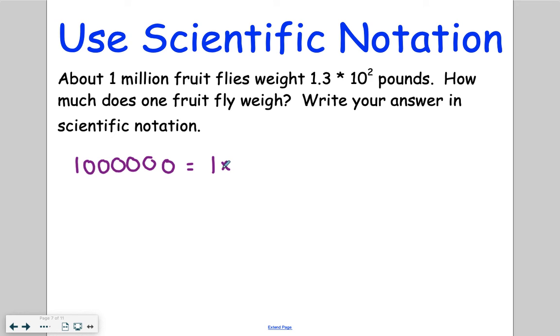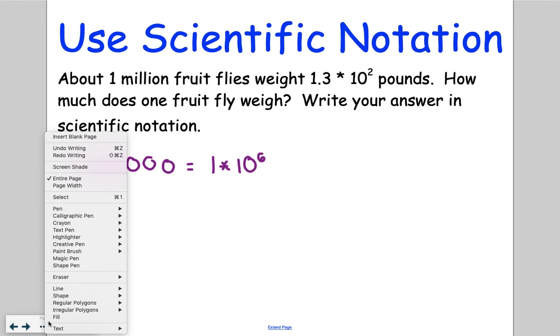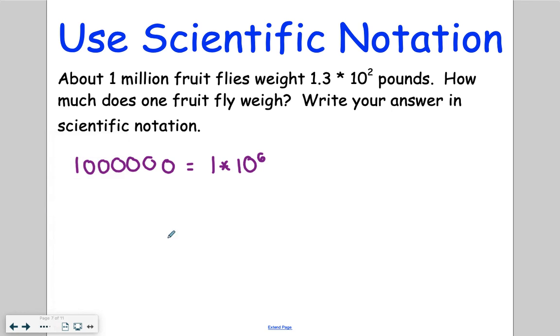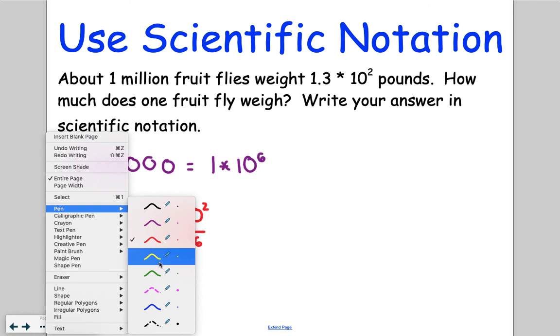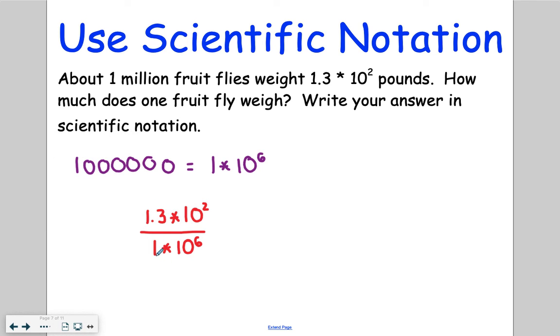So we've got 1 times 10 to the 6th power. Now, when we do this, our original weight value here was 1.3 times 10 to the 2nd power. In order to figure out the weight of one single fruit fly, we're going to divide this by all of the different flies we're counting together. So 1 times 10 to the 6th power. Now, when we have our numbers in front, we're going to follow normal division rules. So I got 1.3 divided by 1, which is going to give me 1.3.